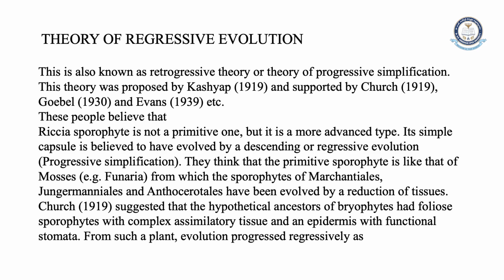Regarding the sporogenous tissues, there are two important theories. This one is known as regressive evolution, in which progressive simplifications occur. This theory was proposed by the scientist Kashyap in 1919, and supported by Church also in 1919, Goebel in 1930, and Evans in 1939. These people explained the different species and different types of sporophytes.